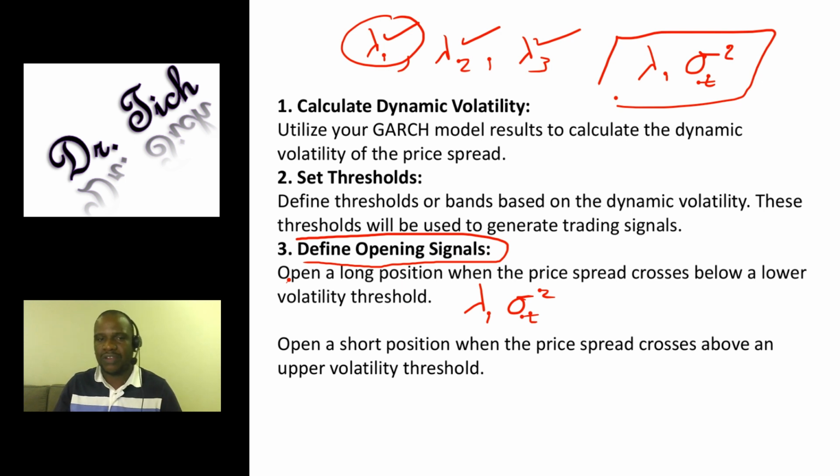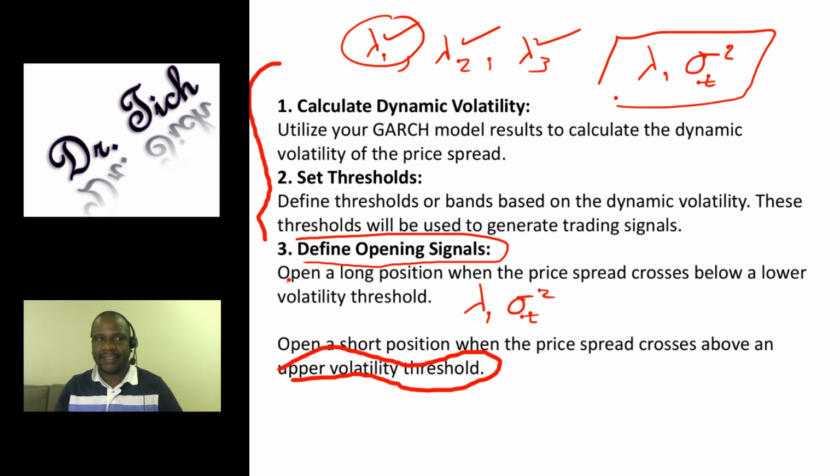And obviously, the closing signal will be the opposite of what we are discussing here. We are going to look at all those things in practice. Sometimes you need to consider opening a position or closing a position, and you also consider triggering a stop loss and closing the current position that you are holding. So open a short position when the price spread crosses above an upper volatility threshold. That will be the trick that you want to use.